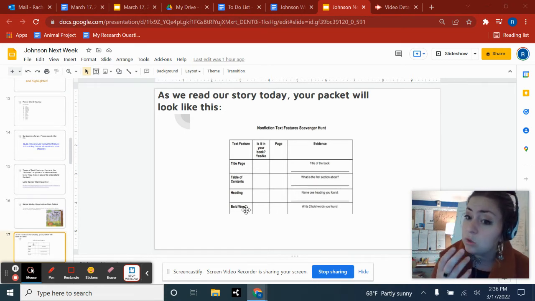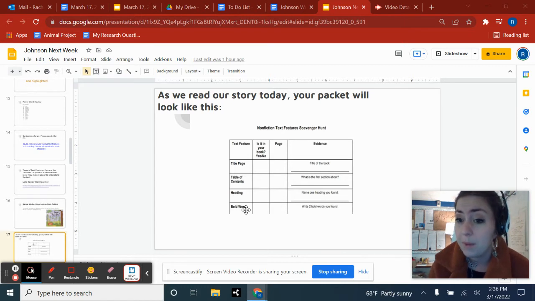Bold words. Those are words that they put in bold or make darker because they're important vocabulary words. And I'm going to actually see the definitions of those words at the end of the book. Can you help me find any words that are darker than others? Oh, yes. And that was on page blank. And I'm going to write two of the ones you help me find.